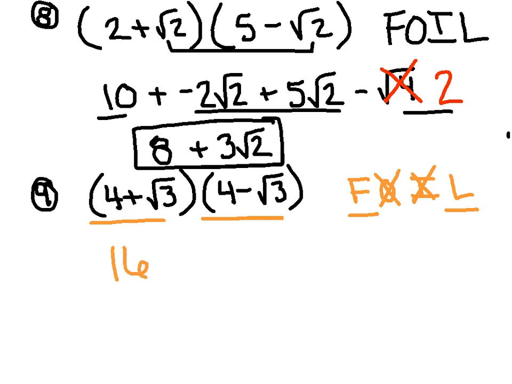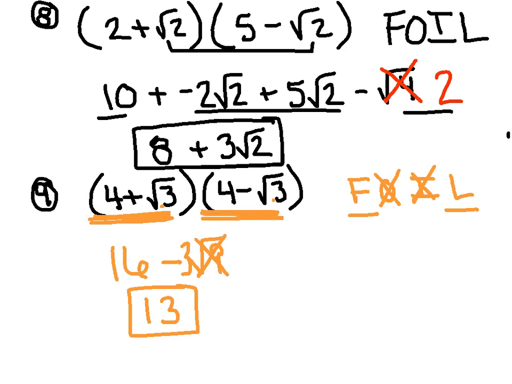Skip the outer, skip the inner, and last times last gives me negative radical 9. Of course, that radical 9 is just a very simple 3. 16 minus 3 gives me a final answer of 13. And it's hard to believe that you could start with 2 binomials as ugly looking as these guys up here and get such a clean, nice answer such as 13.